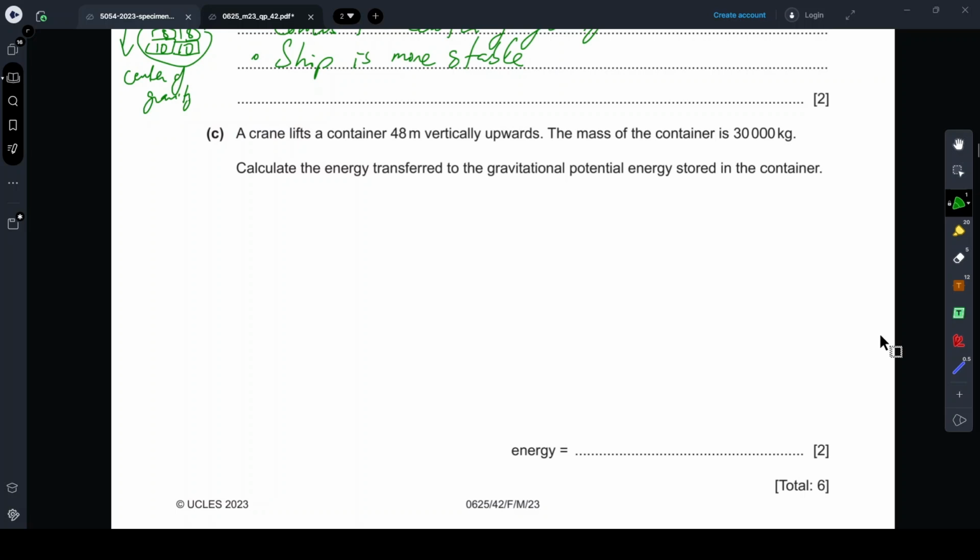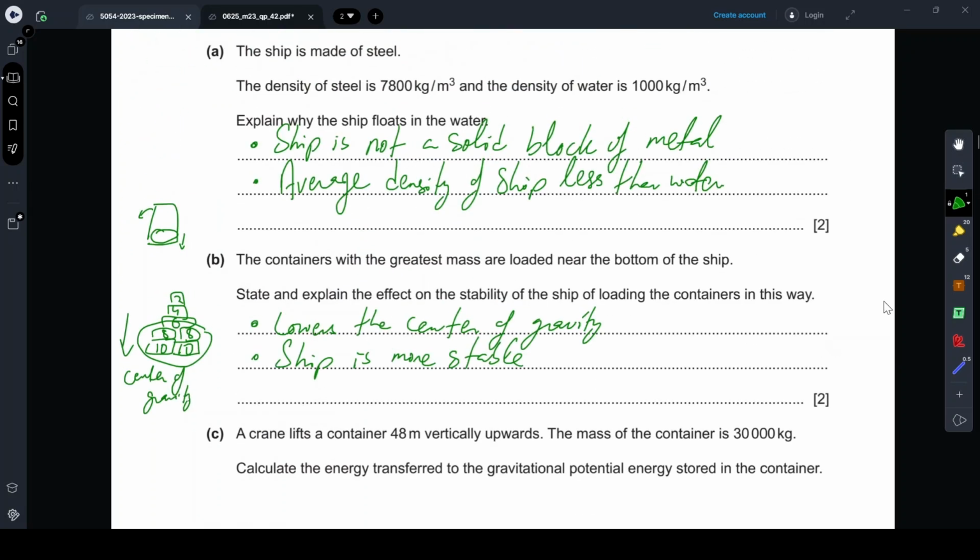I have a question. For the previous question, is it because the weight of those loads stabilizes the ships? They are, right?